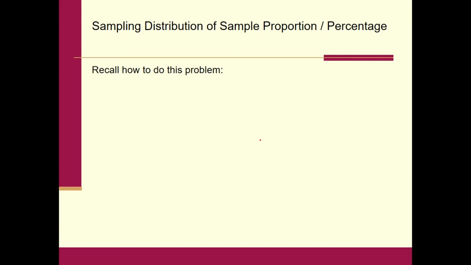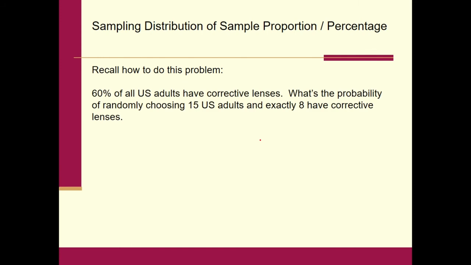Kind of sit back and see if you can think about how to do this problem. 60% of all US adults have corrective lenses. What's the probability of randomly choosing 15 adults and exactly 8 have corrective lenses? I suppose that's supposed to have a question mark at the end. How would you figure this out?